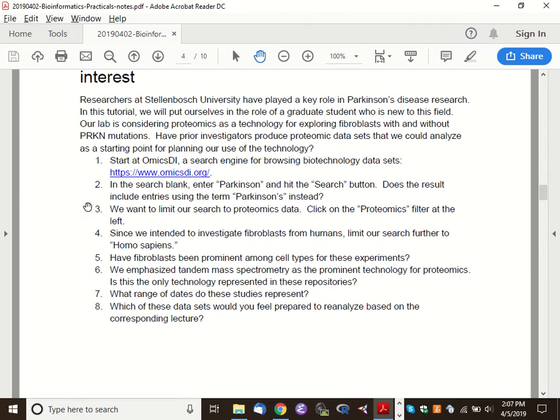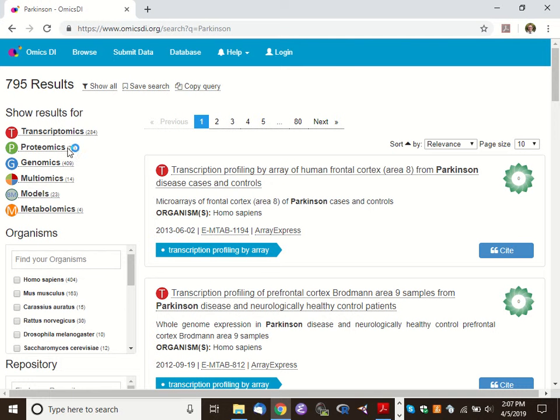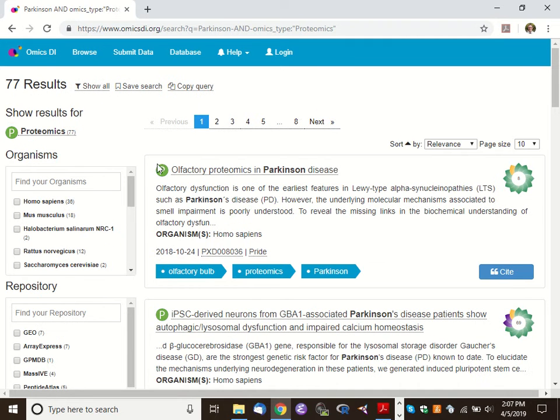Okay, so let us return to this. Today we've been studying proteomics, and so we're going to focus on just the proteomics data sets. To do a filter on that basis, we just click the proteomics link over at the left side. Now we've dropped quite a lot. We started with 400 different data sets. Now we're down to 77. This is already pretty remarkable.